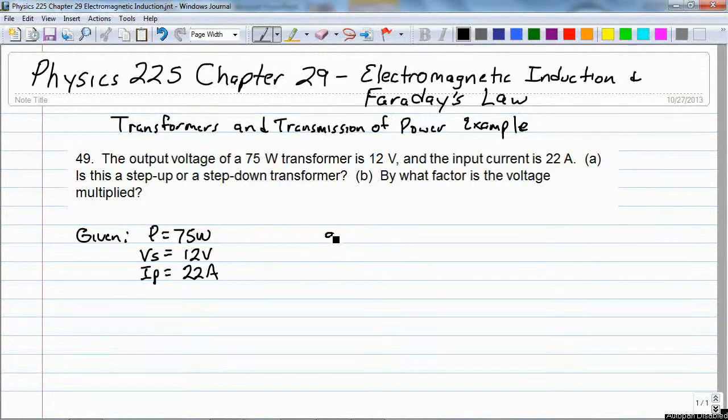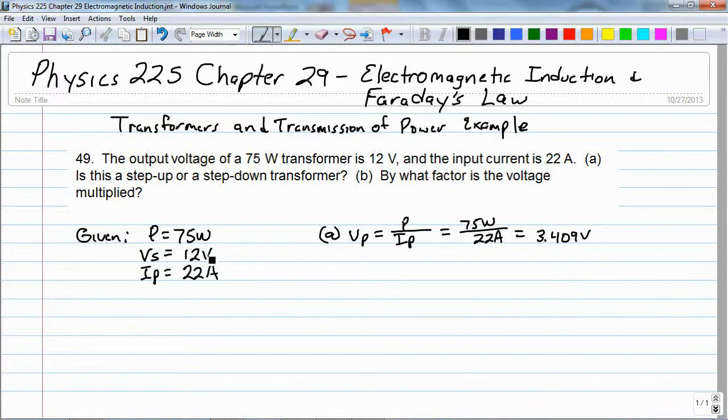So for part A, we need to figure out what the voltage primary is so that we can compare it to the voltage secondary. So voltage primary is equal to the power divided by the current in the primary, and that's 75 watts divided by 22 amps, and that gives us our voltage in the primary of 3.409 volts.